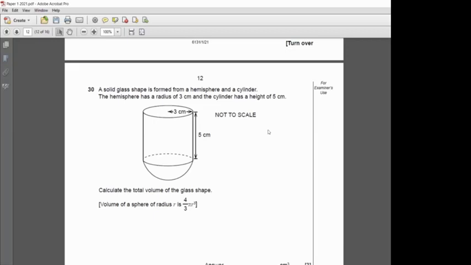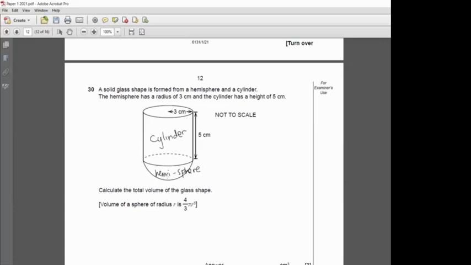Okay, 30, a solid glass shape is formed from a hemisphere and a cylinder. The hemisphere has a radius of 3 centimeters and the cylinder has a height of 5 centimeters. Calculate the total volume of the glass shape. So to work out this volume here, you just need to find the volume of this cylinder and this hemisphere.